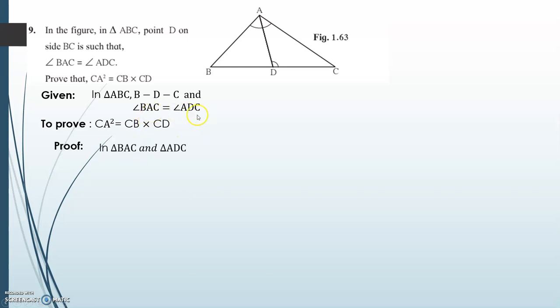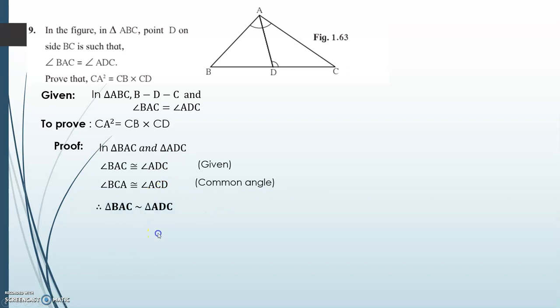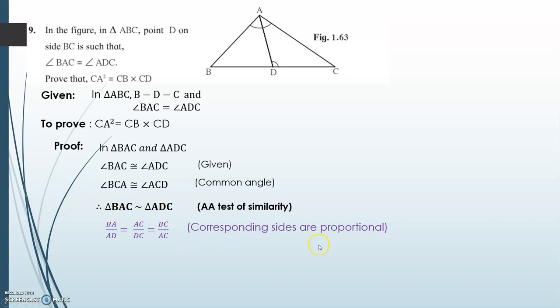In triangle BAC and triangle ADC, we can say angle BAC is equal to angle ADC, given. Now, look at both the triangles, triangle BAC and triangle ADC. Both the triangles have angle C, which is a common angle. So we'll rearrange and we will write down angle BCA is congruent to angle ACD. The angle C should be at the center. And so angle BCA is equal to angle ACD, and that's a common angle. Therefore, the two triangles are similar by AA test of similarity. Now, when the two triangles are similar, we can write the corresponding sides. BA upon AD is equal to AC upon DC is equal to BC upon AC. And the reason is corresponding sides are proportional.